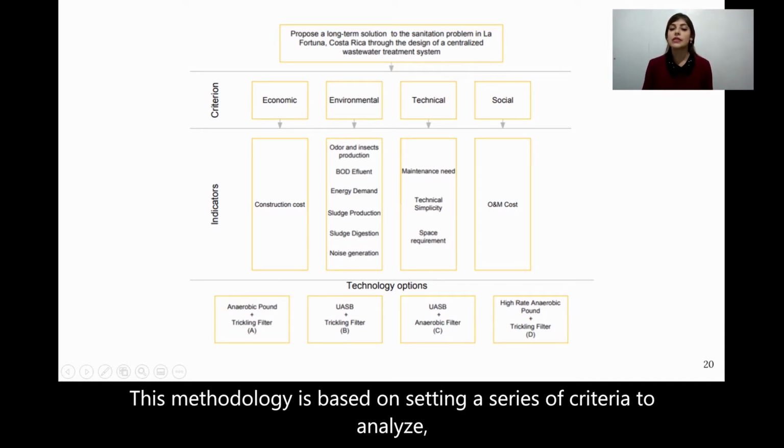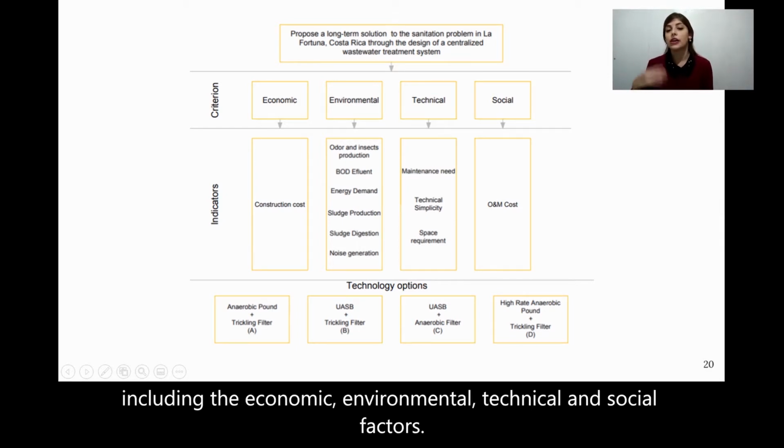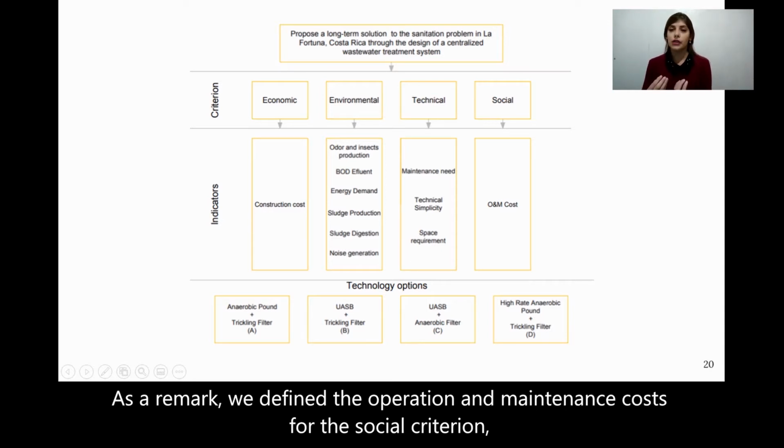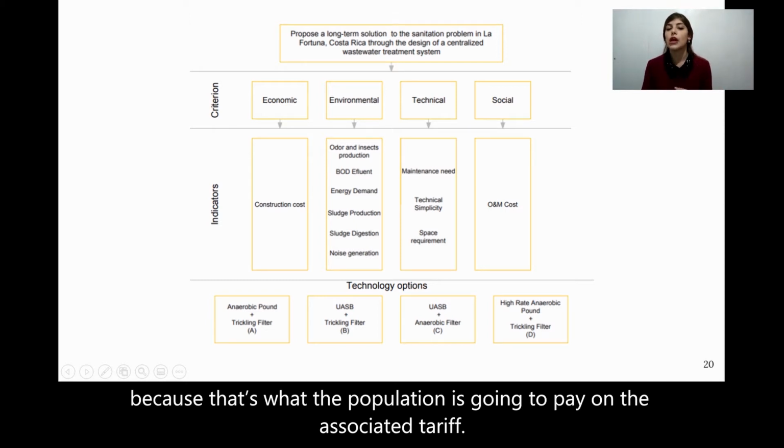This methodology is based on setting a series of criteria to analyze, including the economic, environmental, technical, and social factors. In order to evaluate these aspects, we first proceeded to study the indicators shown in the screen. As a remark, we defined the operation and maintenance cost for the social criterion, because that's what the population is going to pay on the associated tariff.